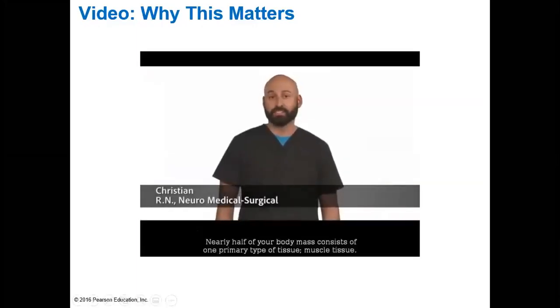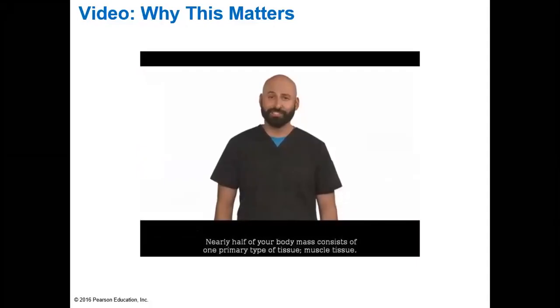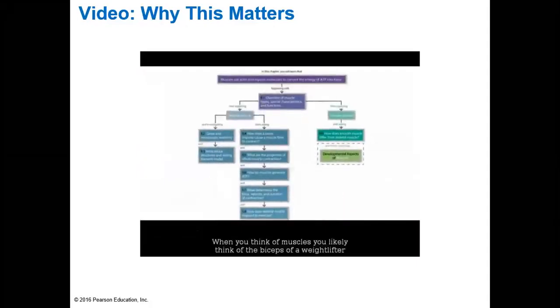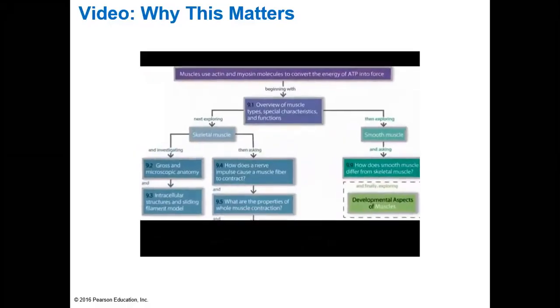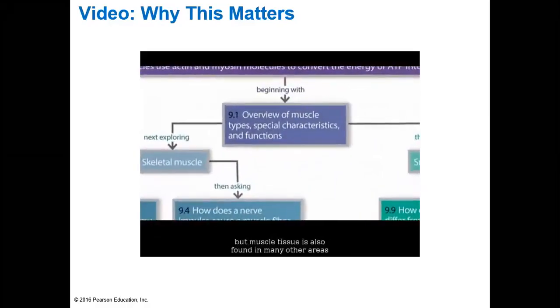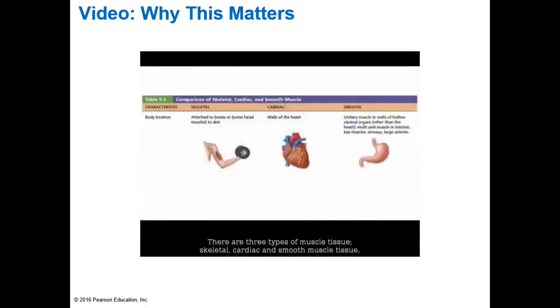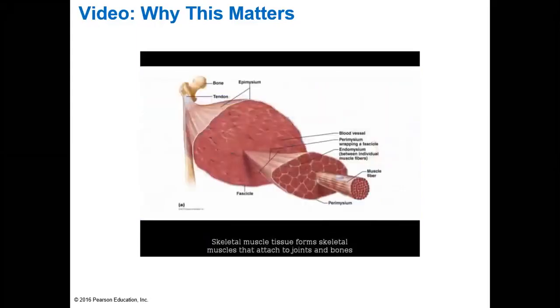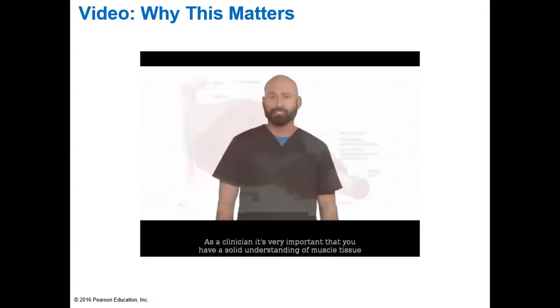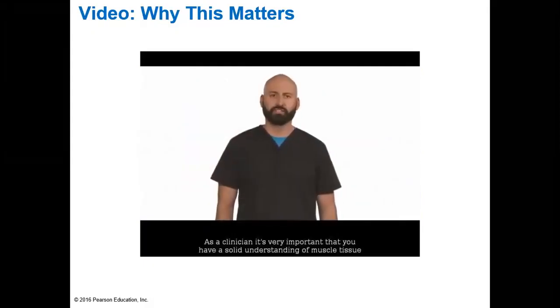Nearly half of your body mass consists of one primary type of tissue, muscle tissue. When you think of muscles, you likely think of the biceps of a weightlifter, but muscle tissue is also found in many other areas of the body, including the walls of the heart and stomach. There are three types of muscle tissue: skeletal, cardiac, and smooth muscle tissue. Skeletal muscle tissue forms skeletal muscles that attach to joints and bones and are responsible for overall body mobility. As a clinician, it's very important that you have a solid understanding of muscle tissue so that you can properly treat your patients with tissue and muscle injuries.